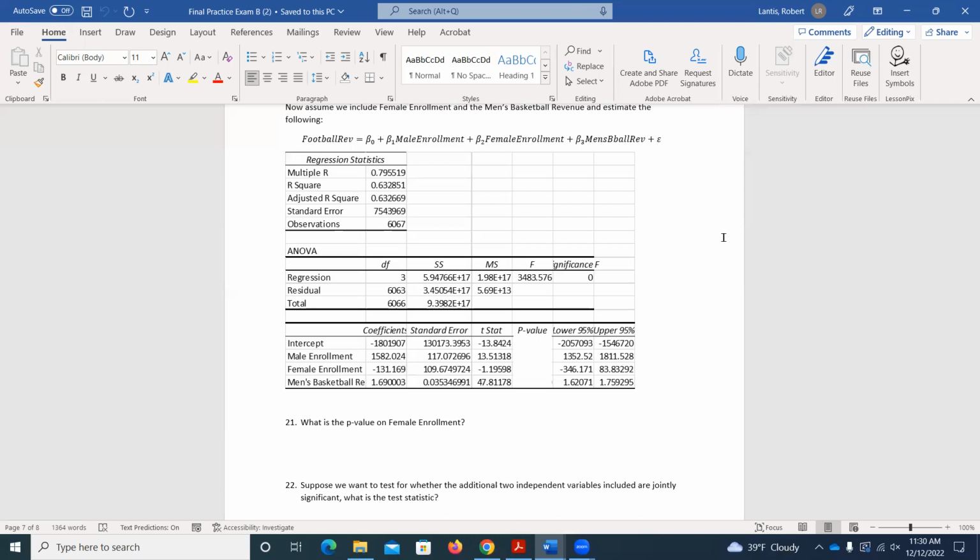So maybe I tell you there's a school with 5,000 males enrolled, 5,000 females enrolled, and what was the other one? The men's basketball revenue is, let's do $1 million. How would I make predictions for this university's predicted football revenue, or my Y variable? Where would I start out?